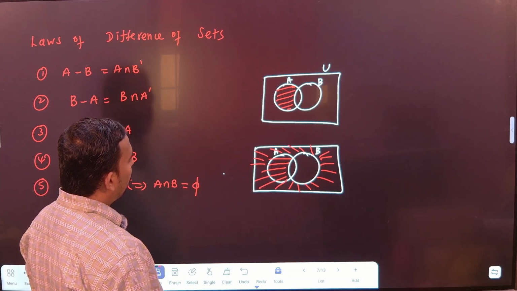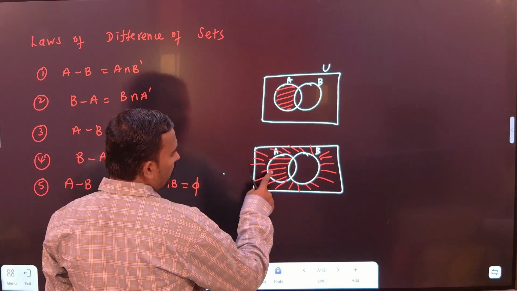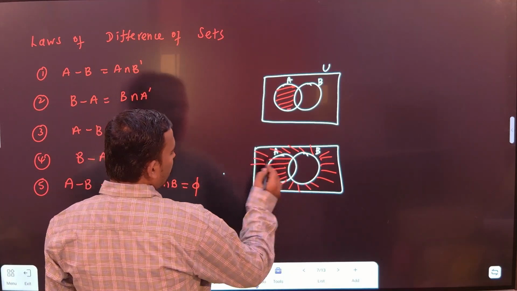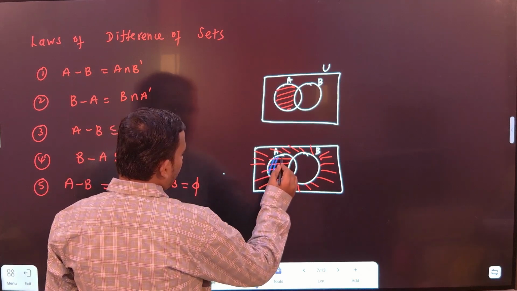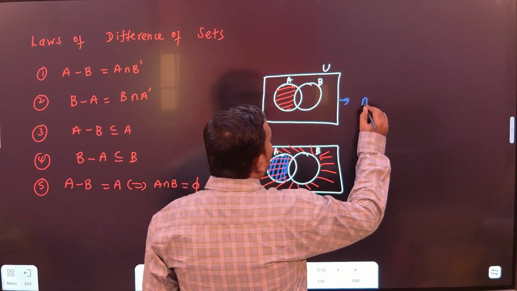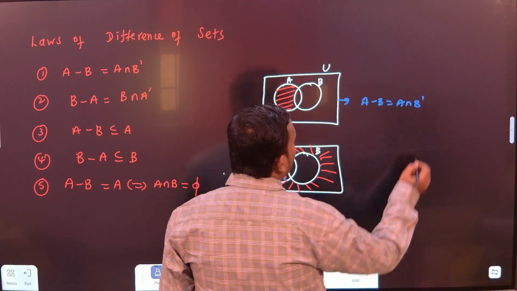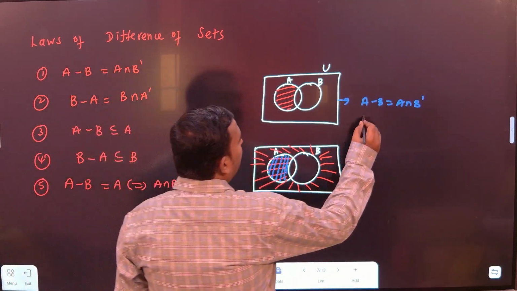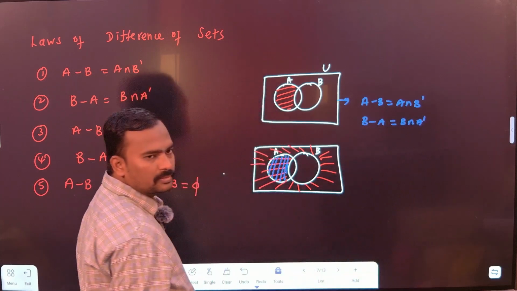Intersect with A. Which portion is the common region here? B complement means the complete red color. So which is the common region? You can see the common region here is this one, right? Therefore we can say A minus B is equal to A intersection B complement. The same way, B minus A is equal to B intersection A complement, we can write.